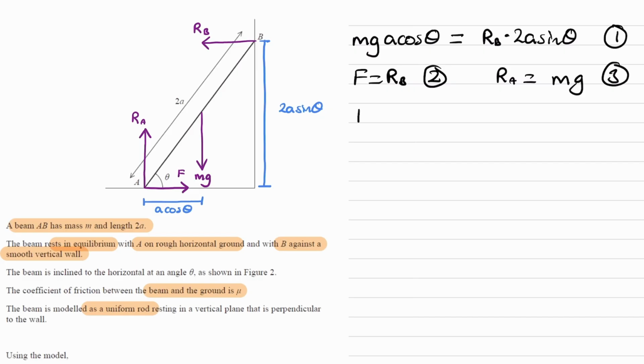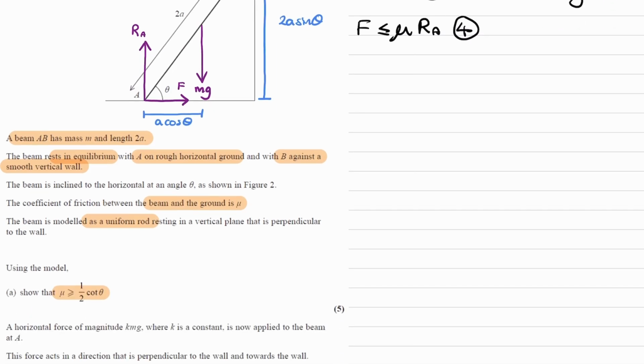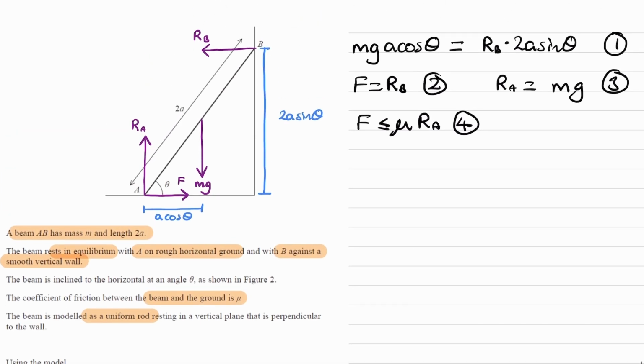And then we also have the one that we discussed before. The frictional force is less than or equal to mu R. In this case, the R would be the reaction force of the ground, so that would be Ra. That is equation 4, or inequality 4. Okay, so we need to combine these four equations and inequalities to make mu greater than or equal to a half cot theta. So the only variables that we have in this inequality are mu and cot theta. So those are the only two things we want to have in the end. We want to therefore get rid of things like F and Ra and Rb, mg, etc.